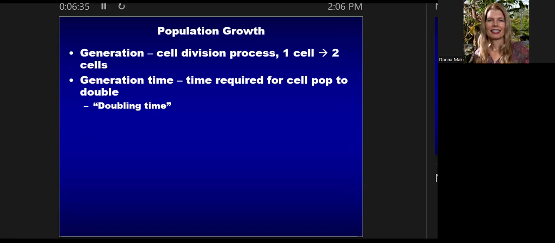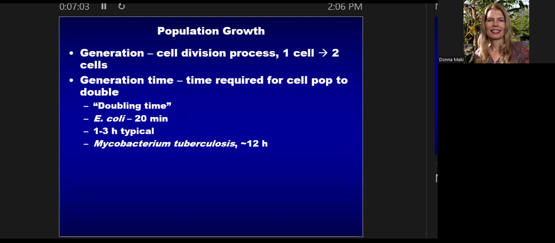Is often, like for E. coli, if you know how to grow E. coli in the lab, you can double its population in 20 minutes. That's really fast. And there's other microbes out there that they've even got it down to 10 minutes. They can double their population in 10 minutes. 1 to 3 hours is more typical, like a big average, I guess you could say. Way faster than our generation times of decades. Mycobacterium is one of the slower ones. So Mycobacterium tuberculosis takes about 12 hours to double its population.